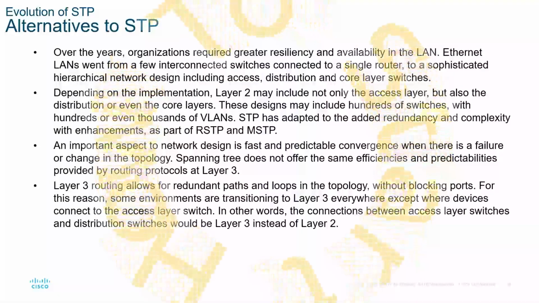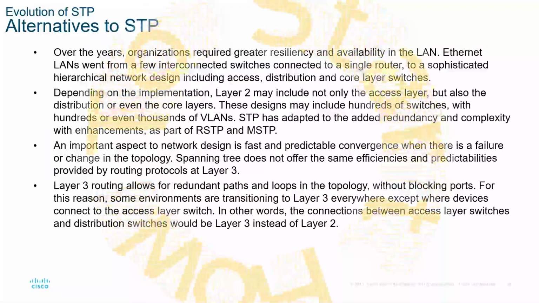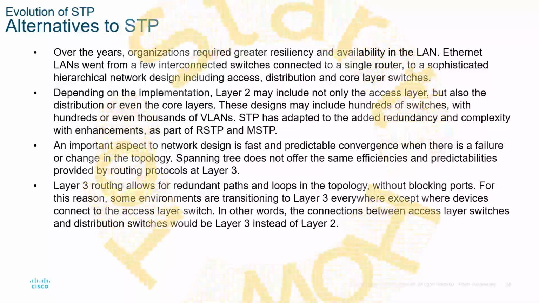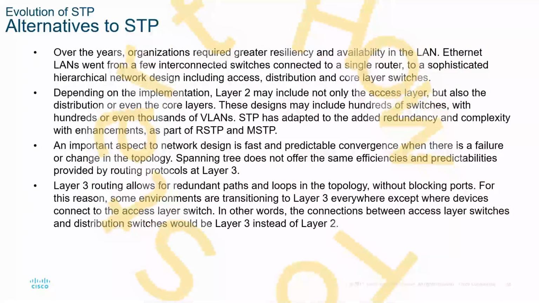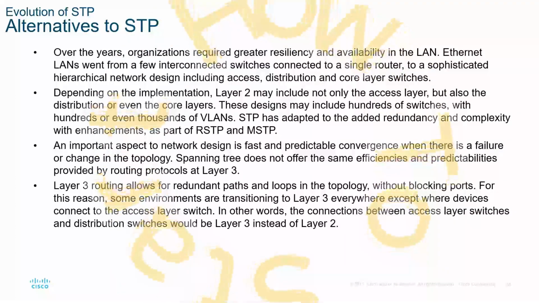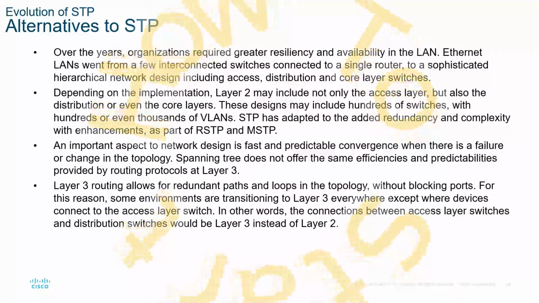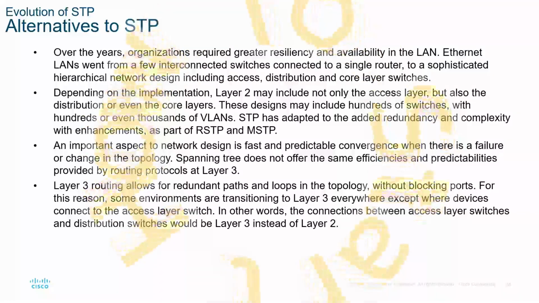Alternates to STP are things like RSTP and MSTP. Layer 3 routing allows for redundant paths and loops in topologies without blocking ports. But when we're talking layer 2, there's only so many options.